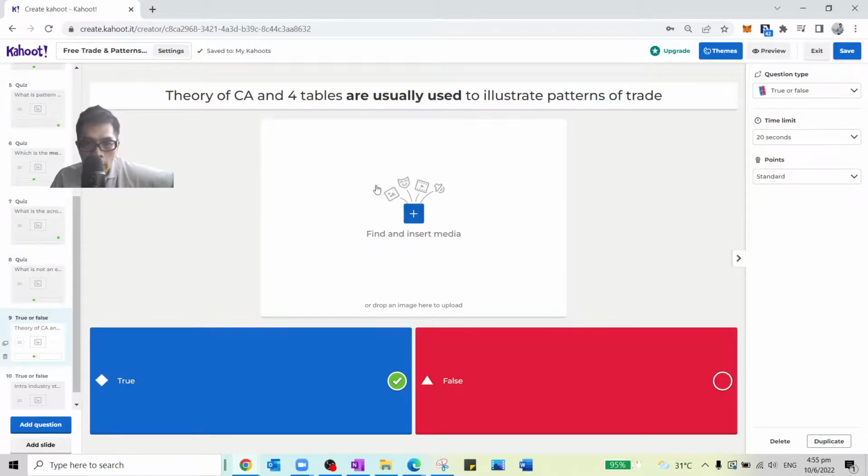The 4 tables and theory of CA is usually used, especially to illustrate inter-industry trade. So make sure you are able to identify the situation to use them. Normally, unless it's intra-industry, then you don't use that.